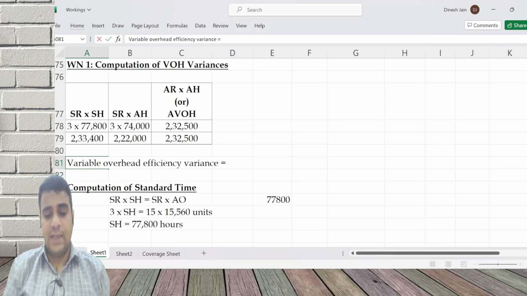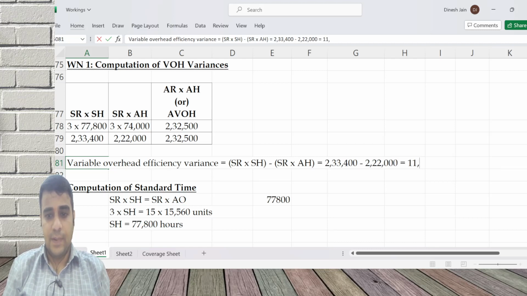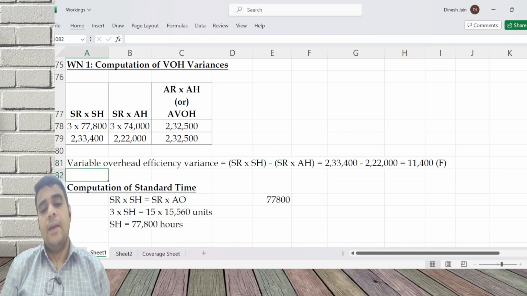Efficiency variance is equal to SR into SH minus SR into AH. 2,33,400 minus 2,22,000, 11,400 favorable.